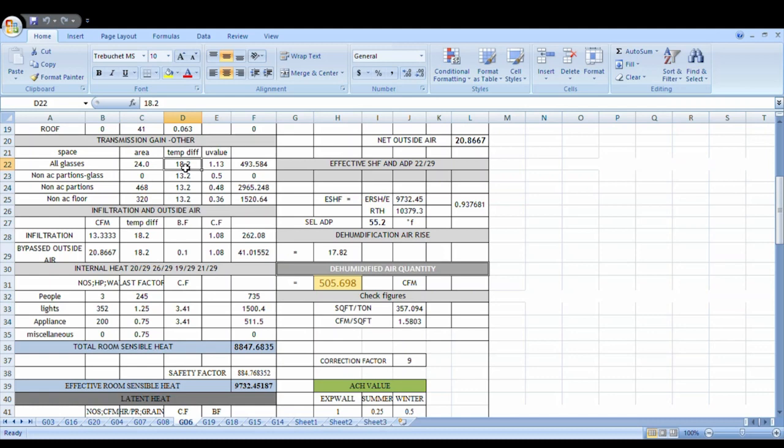And the temperature difference: our total temperature difference is 18.2, and here we have to subtract 5 from it. It is a standard. If we subtract 18.2 minus 5, you will get 13.2. Suppose the outside temperature is 20, then you will get 15, like that.